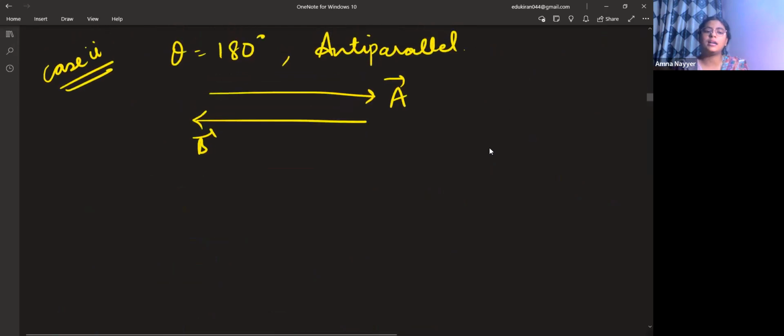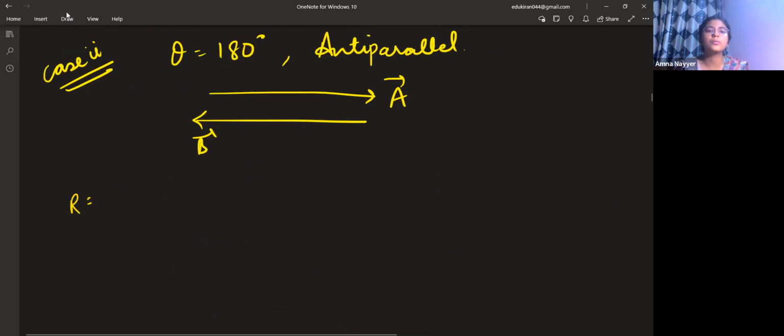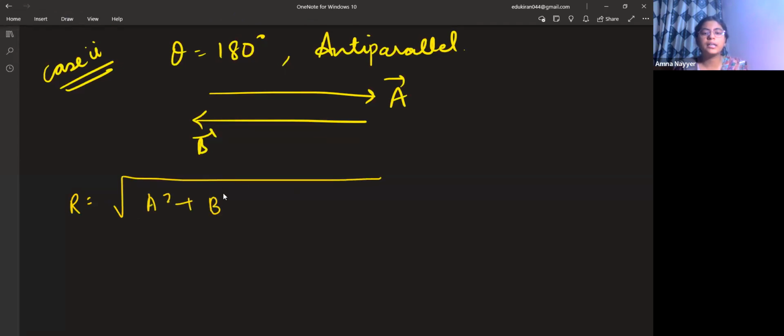Coming to anti-parallel. Anti-parallel means the angle between them is 180 degree, that is, A and B vectors are anti-parallel to each other. So here we'll put theta in the formula as 180 degrees. So the resultant becomes under root A square plus B square plus 2AB cos 180 degrees.